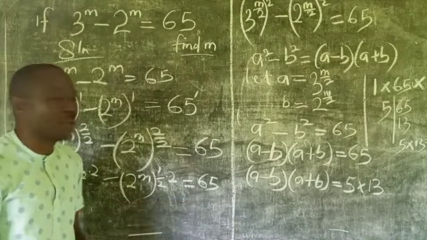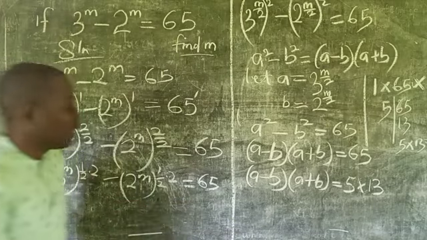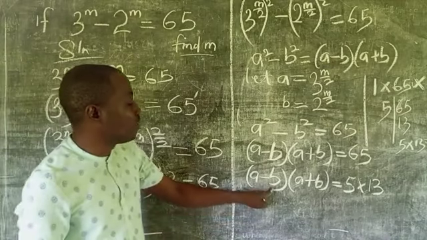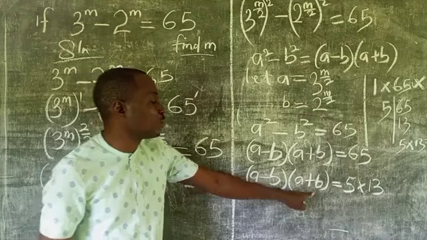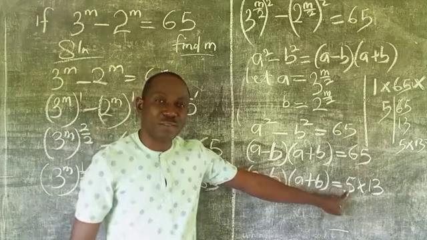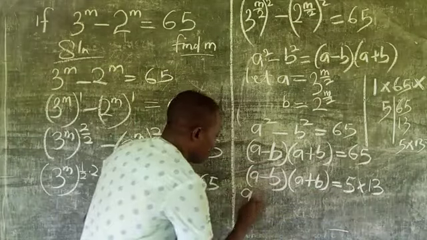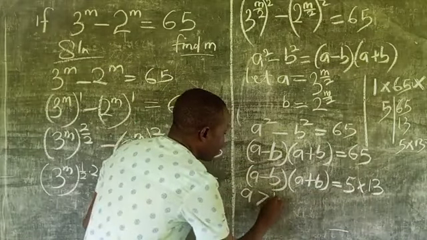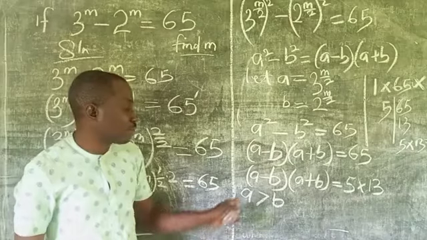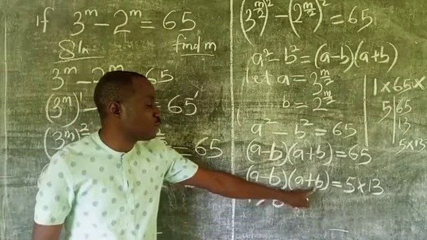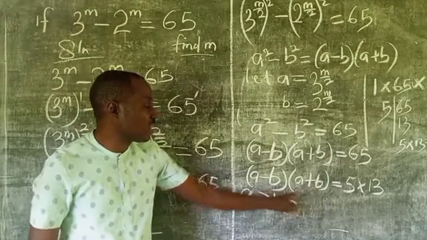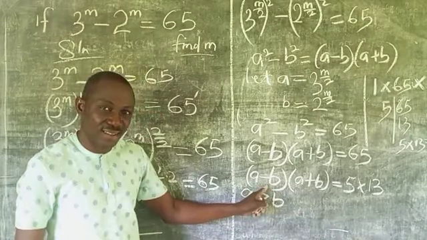But there is something here I must show you at this point. If A minus B times A plus B equals a positive number, I need to say A is definitely greater than B. If that is correct, that means A plus B is greater than A minus B.